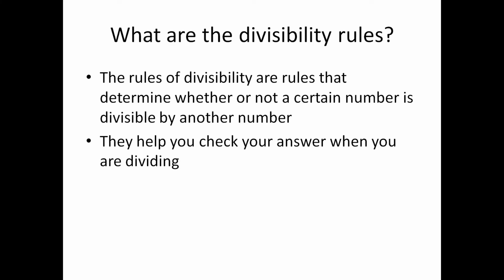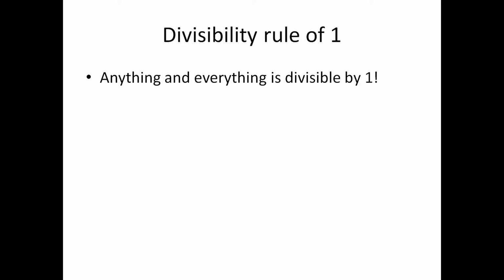So what are divisibility rules? The rules of divisibility are rules that determine whether or not a certain number is divisible by another number. They help you check your answer when you are dividing also. The divisibility rule of 1 is that everything is divisible by 1.